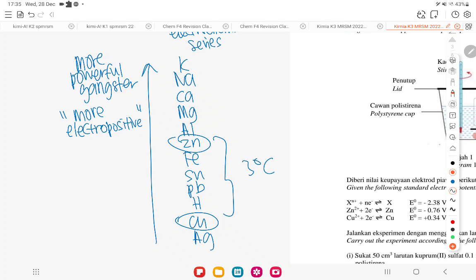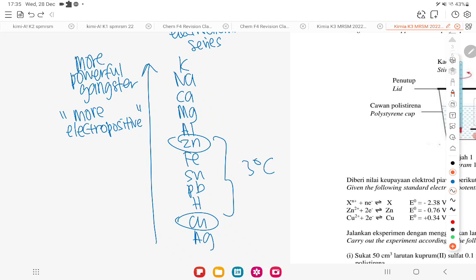But they didn't give us the metal X, right? They didn't give us the metal X in the ECS. So how are we going to know? How to know where is metal X in the ECS? So very, very simple. How to know where is the metal X in the ECS?